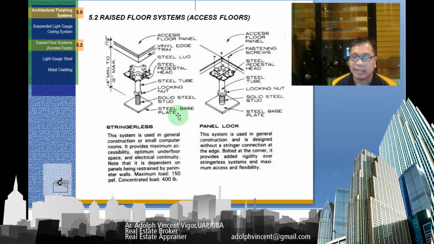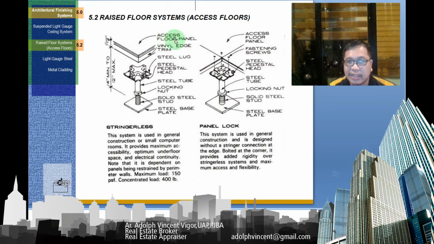Okay. Now there's what you call a stringerless system, which is used in general construction or small computer rooms. So it provides maximum accessibility, optimum underfloor space, and electrical continuity. Note that it is dependent on panels being restrained by perimeter walls. The maximum load is 150 pounds per square foot, then the concentrated load is around 400 pounds.